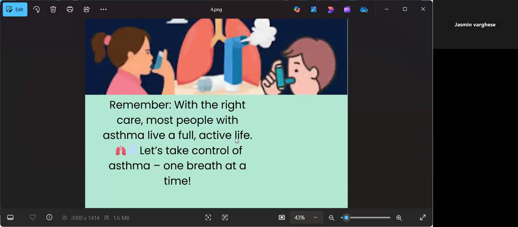And also, as I said, while closing, give a positive message, something like: asthma doesn't have to control your life. With the right treatment and support, you can breathe easy and live well. Or like how I have written here: with the right care, most people with asthma live a full, active life. Let's take control of asthma, one breath at a time. So like that could be the conclusion.